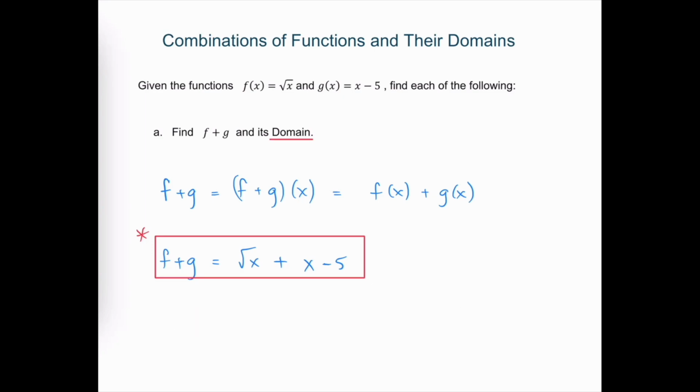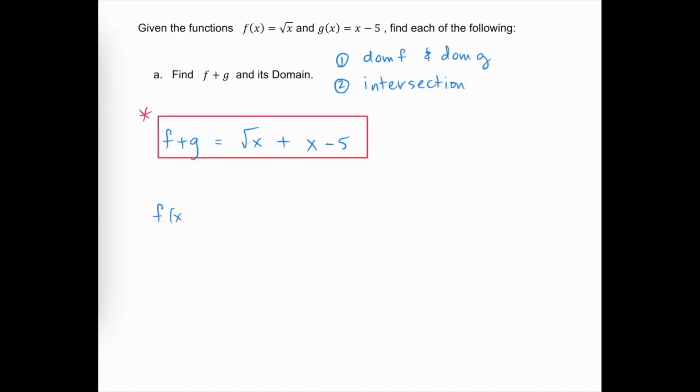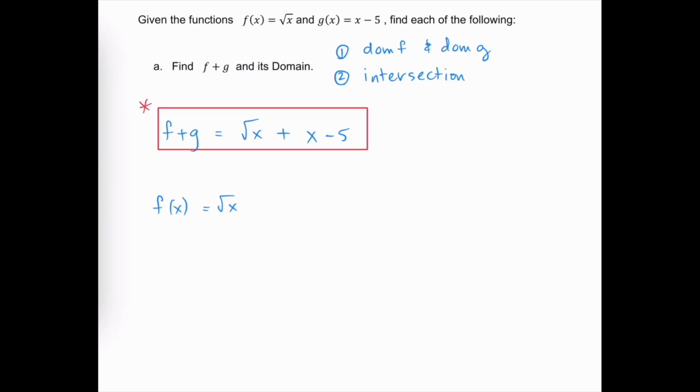But now in order to find its domain, let's recall that that's a two-step process. The first thing that we want to do is find the domain of f and find the domain of g. And then we want to find where those two domains overlap or intersect. So let's begin with the domain of f. f of x is equal to the square root of x, and in order to find the domain of a radical function, we simply take the radicand and set that greater than or equal to 0. In this case, our radicand is just x, so x is greater than or equal to 0. So the elements that are allowed to be plugged into f are just the positive x's.